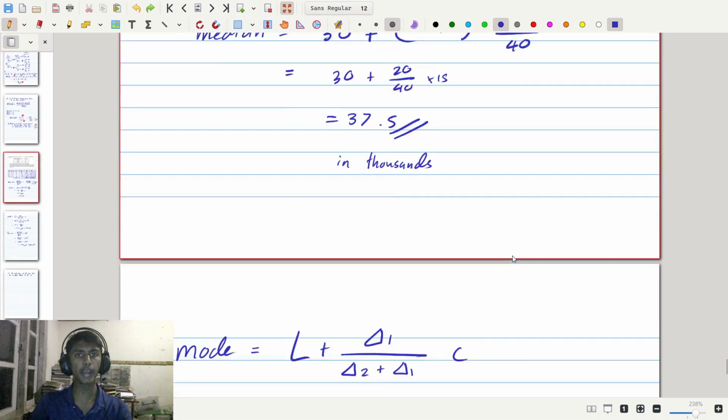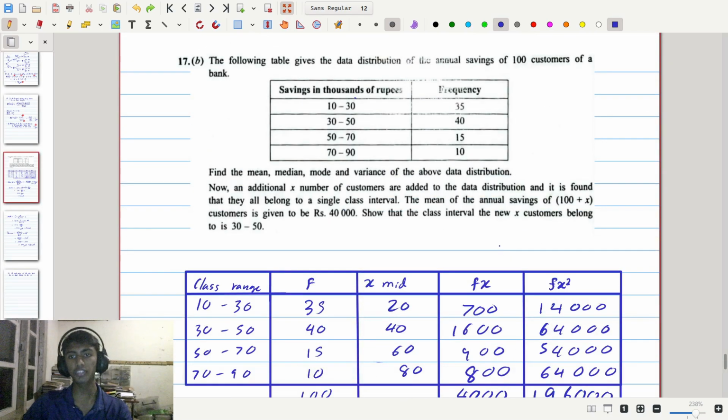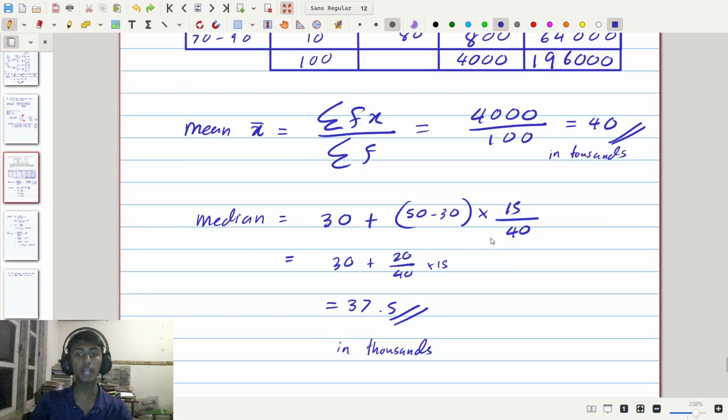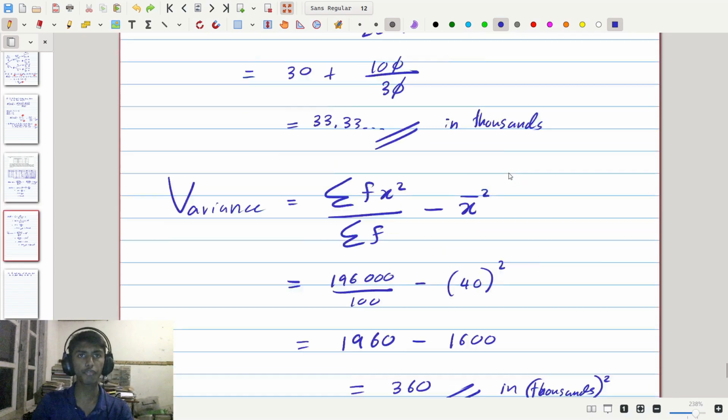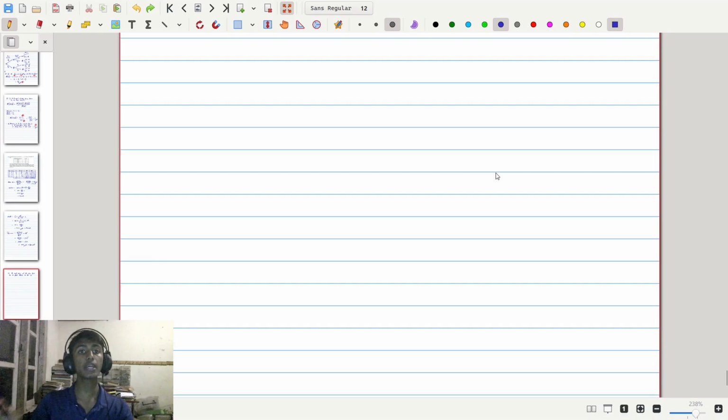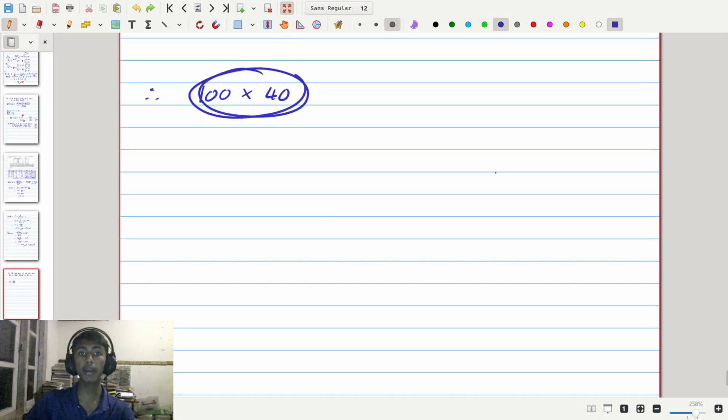So now if this is y, then we can see the total distribution here of 100 plus x individuals has a mean of 40,000. And also, as we found earlier, the original set of 100 people also has a mean of 40,000. Now if they have a mean of 40,000, it means that the total money owned by the original 100 people was 100 times 40,000. Since if each of them on average has 40,000 rupees and there are 100 of them, then the total money owned by those people is going to be 100 times 40,000.